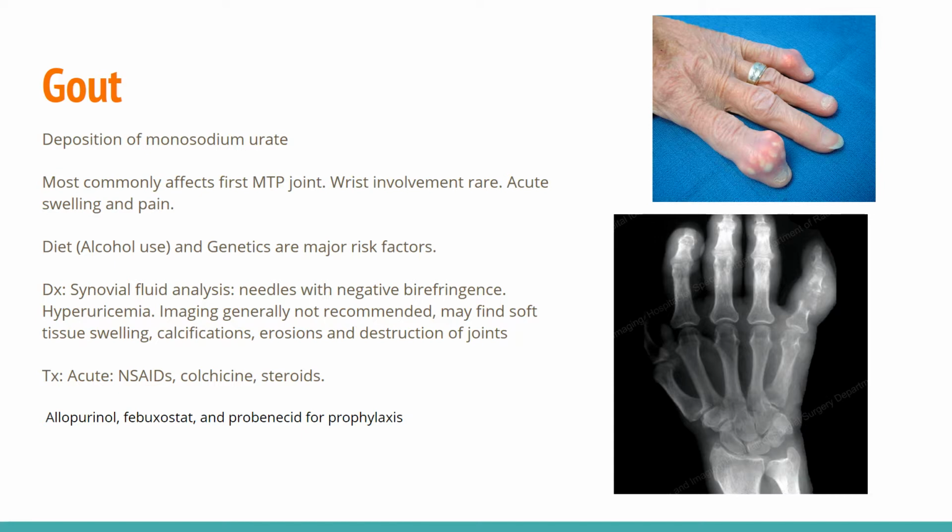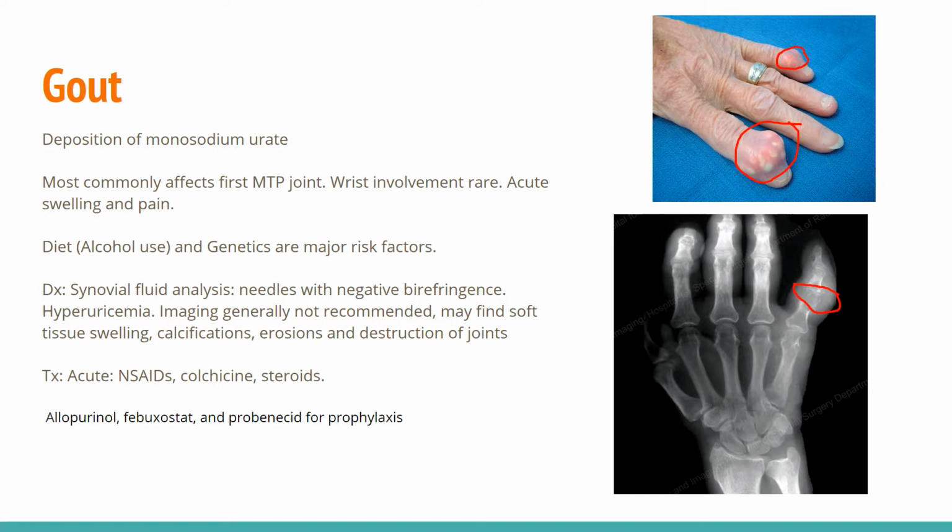For diagnosis, usually you look at synovial fluid analysis, which shows needles with negative birefringence. Hyperuricemia is also usually seen. Imaging is generally not recommended, but you may find soft tissue swelling, calcifications, erosions, destruction of the joint. In the top picture, you can see tophi formation here and here. And here you can see severe swelling and destruction of the joint here.